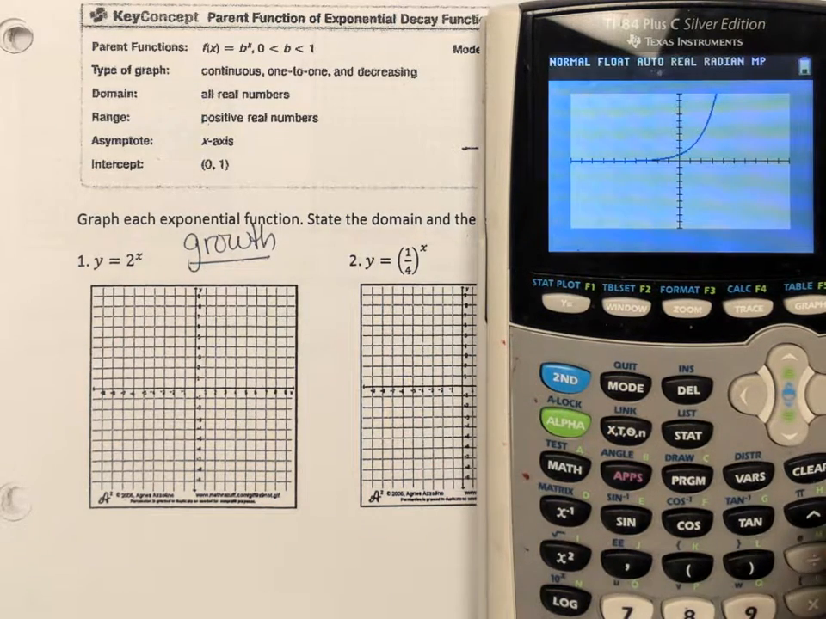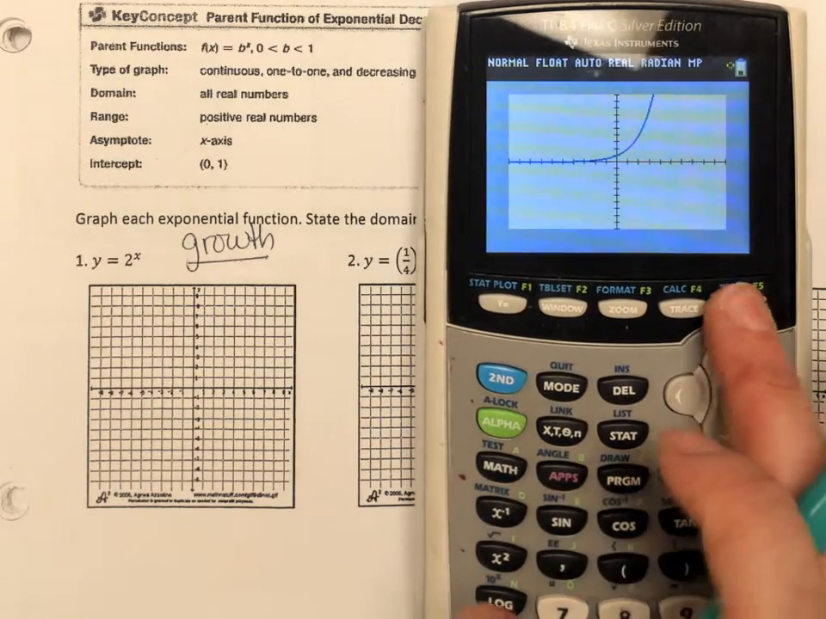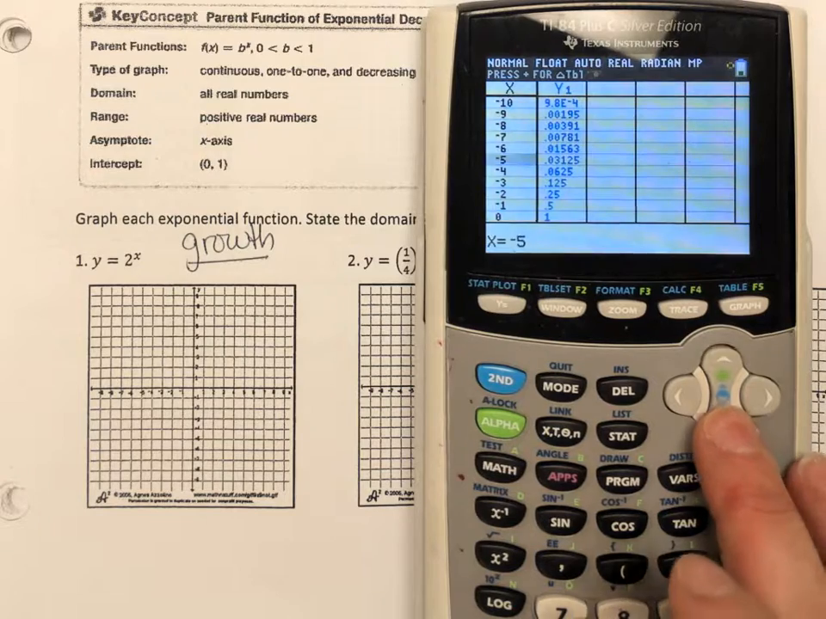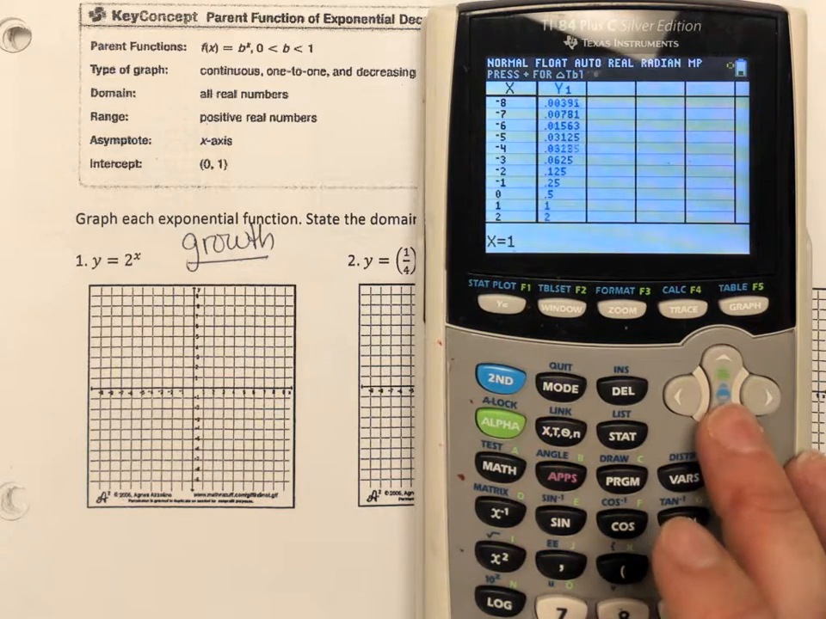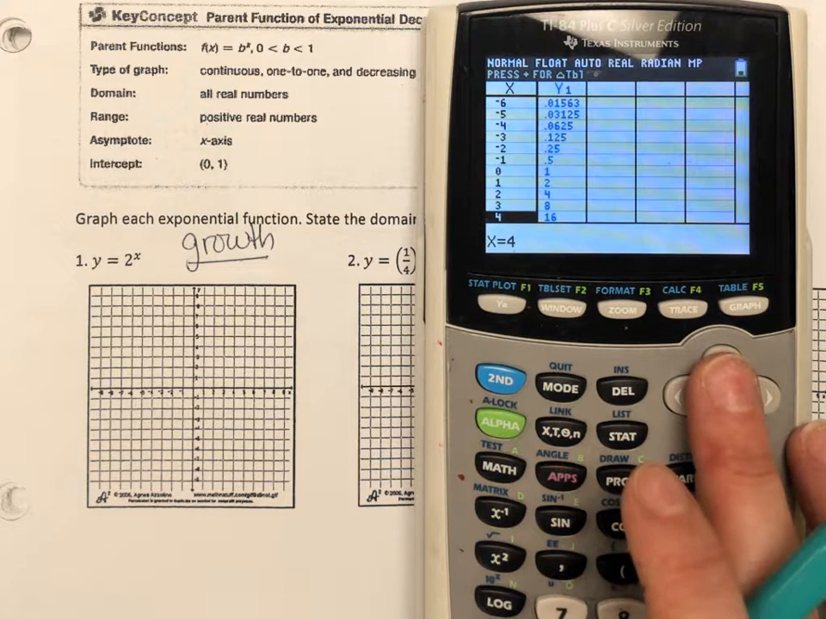Okay, there is a way for a handheld calculator to give you points. Where is that at? How do I get to table? Second table or second graph. Now, when you do that, you might have a whole bunch of craziness pop up, okay? So, this is not what you have to do. This works well for me.